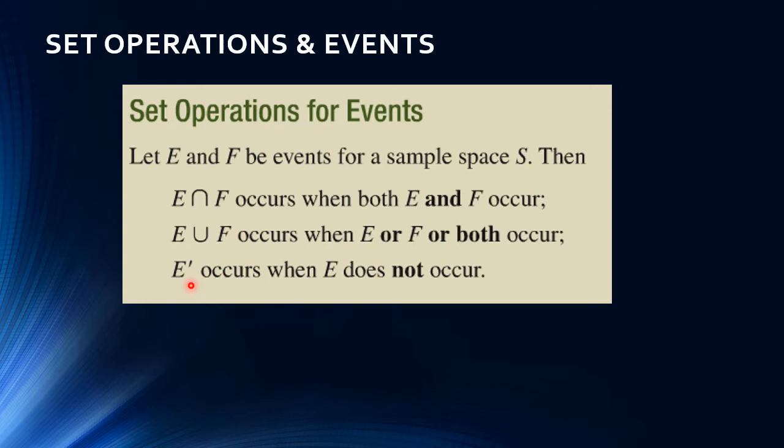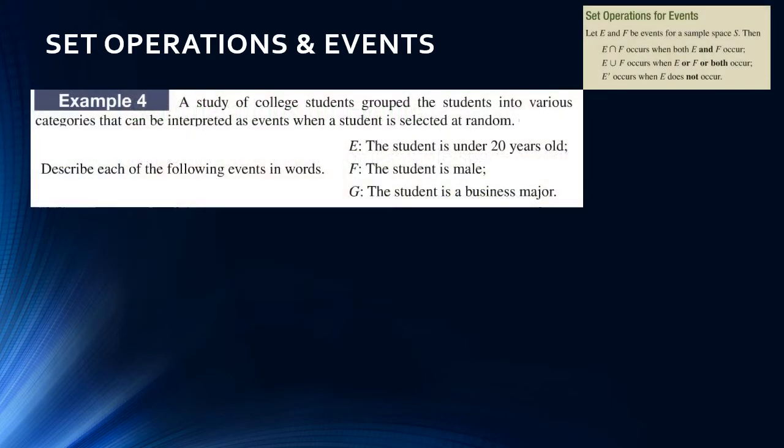E apostrophe is read as not. E not occurs when E does not occur. So for example, if event E was that you roll a fair die and the number is even, then E not would be the numbers that are odd. It's the opposite of whatever the event is. It's all the members of the sample set that are not in event E. Okay, this is a good one.